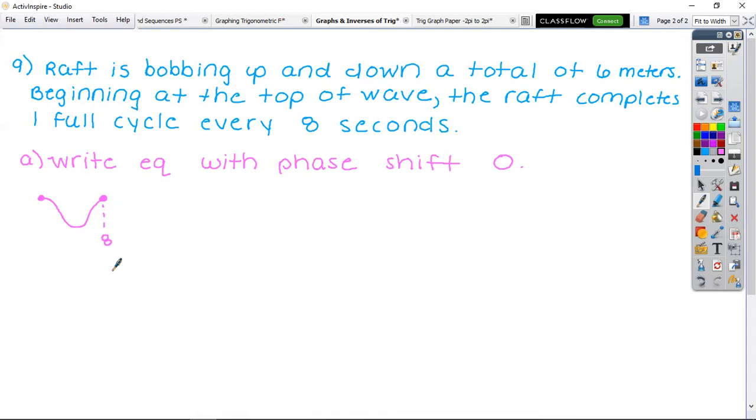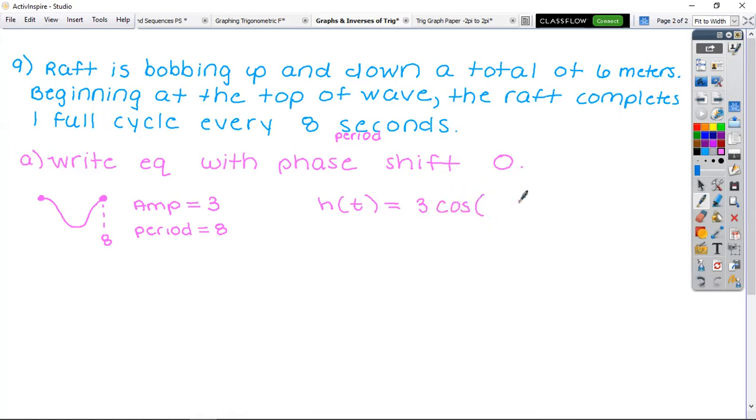So what does that 8 translate into? The period. Good. So this is the period. And it tells you that the height that it's going to cover here is a total of 6 meters. So what's the amplitude going to be? 3. Yep. So your amplitude is equal to 3, because 6 divided by 2. We also know here that the period is equal to 8. And now we're going to just build your equation. So I'm going to say h of t is equal to, amplitude goes in the front, and then cosine.